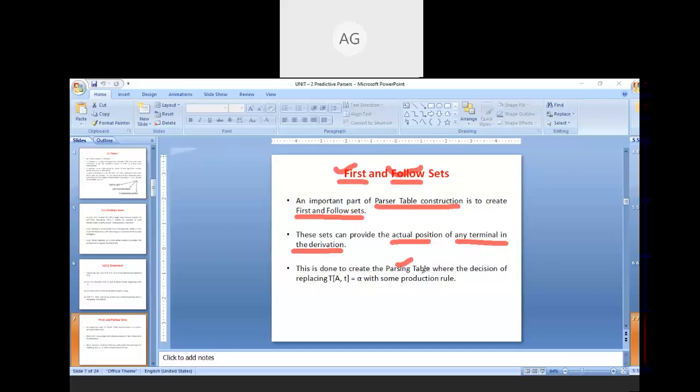This is done to create the parsing table, where the decision of replacing this type of production, then this rule is required. You can see that A is the variable or the non-terminal, and T is the terminal, and it will be replaced by alpha. Let us discuss this in detail. In the next slide we will study how we calculate the first and follow sets of non-terminals, because first and follow can be found only for non-terminals and not for the terminals.